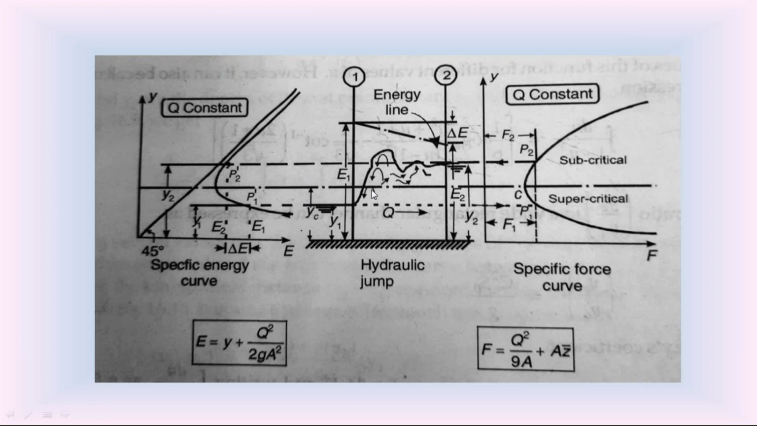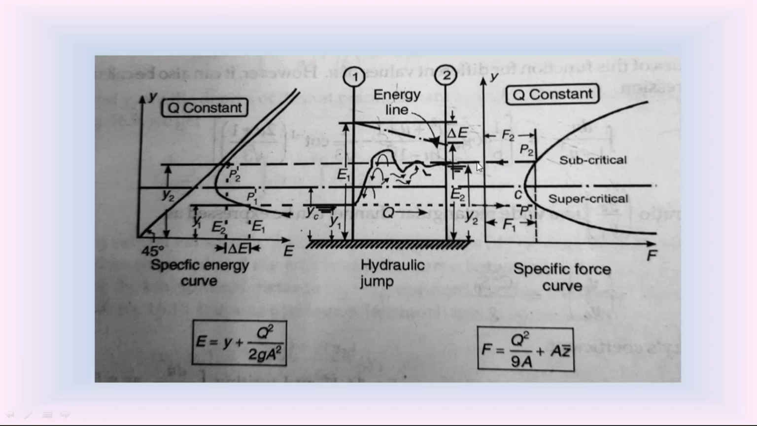You know that before the hydraulic jump, depth of flow is y1. y1 is less than yc, supercritical condition. After the hydraulic jump, depth of flow y2. y2 is more than the critical depth yc. So after the hydraulic jump, the condition is subcritical condition. But at depth of flow y2 and also depth of flow y1, we have the same specific force.